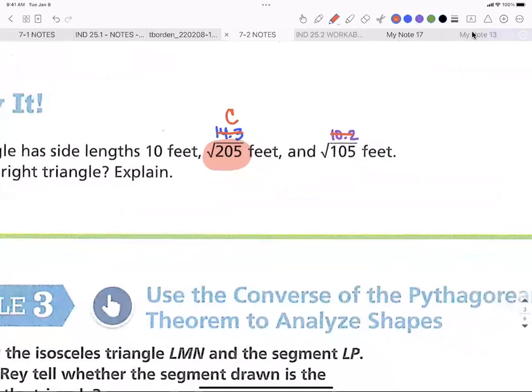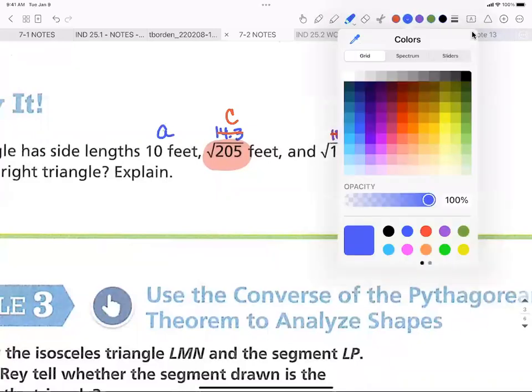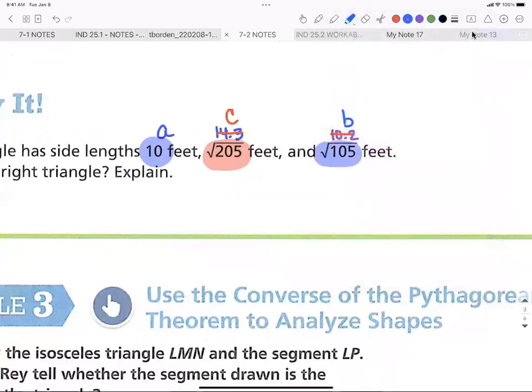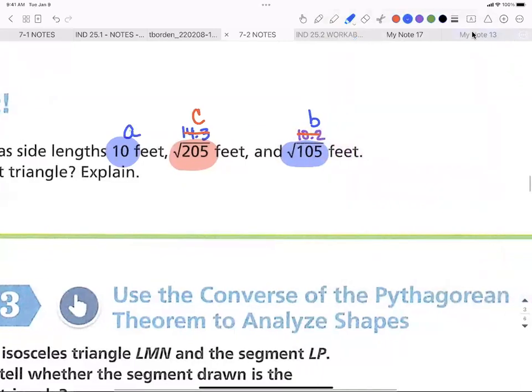So I'm going to use the exact measurements, and I now know that the square root of 205 is my C, which means this is an A, and this is a B. And it does not matter which one you call which, right? But 10 is an A, and the square root of 105 is my B. So now let's set it up.